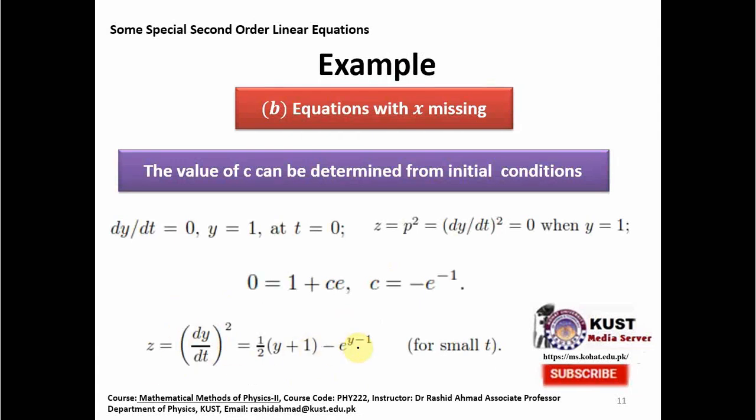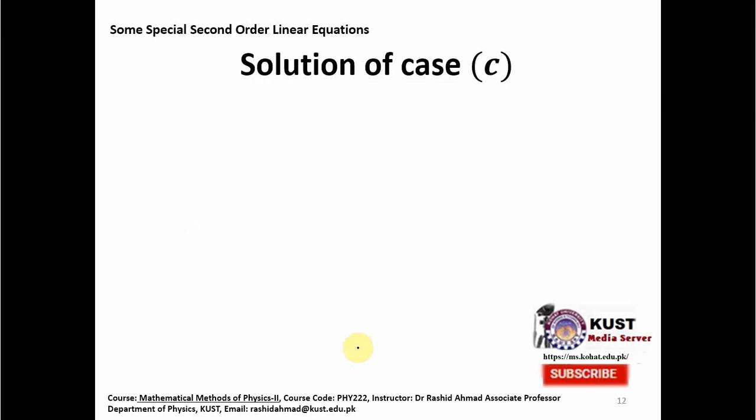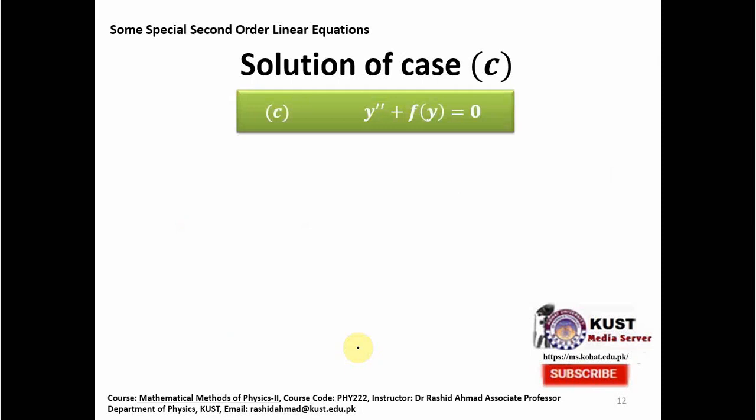So you have seen generally that in the first and second case, when x and y are missing, we make substitutions, and these substitutions bring the equation into a linear first order differential equation, and then we can solve it easily. Okay, so let's now move towards the third case, case C. And case C, remember, was this equation, y double prime plus f of y is equal to 0, where the first derivative is missing.